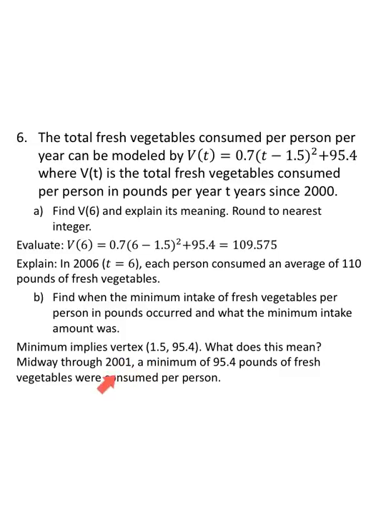So what does it mean? 1.5 years since 2000. So I don't know, midway through 2001. A minimum of 95.4 pounds of fresh vegetables per person were consumed that year. Oh, all those words. I simplified it. A minimum of 95.4 pounds of fresh vegetables were consumed per person, on average. That's it for the quadratics.